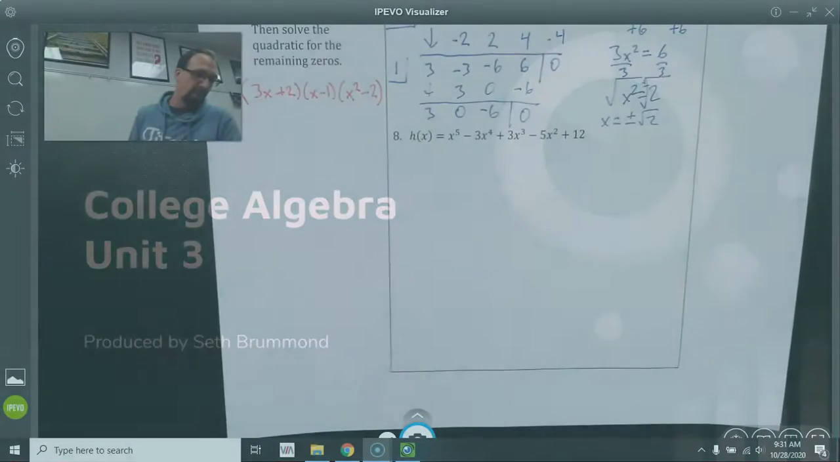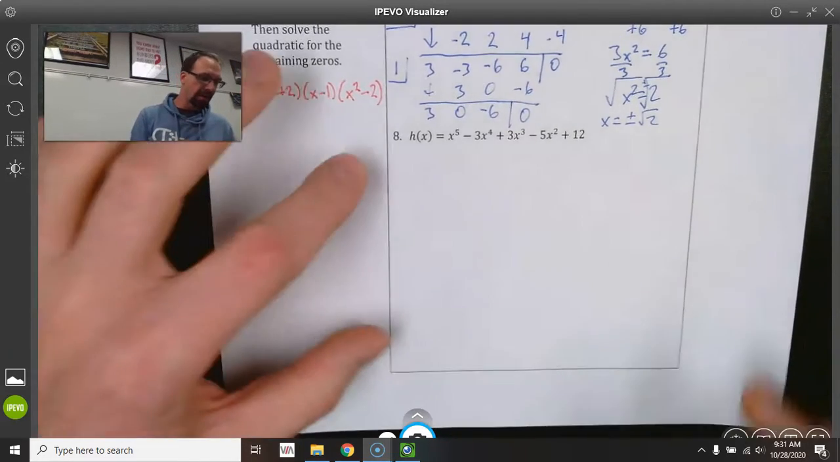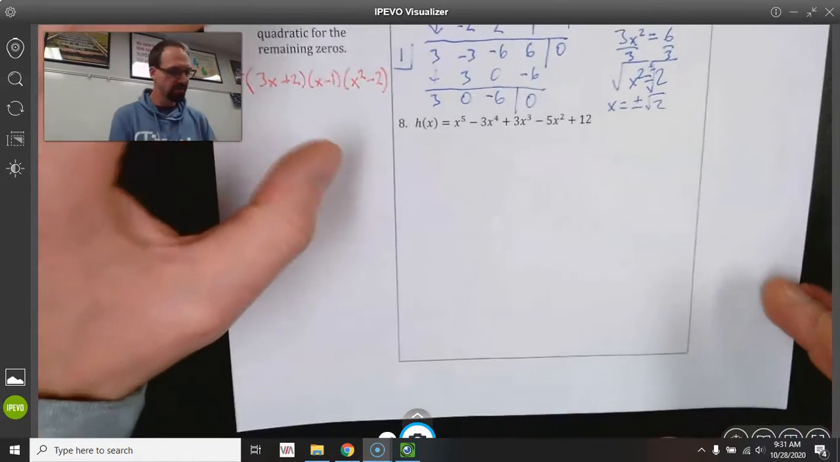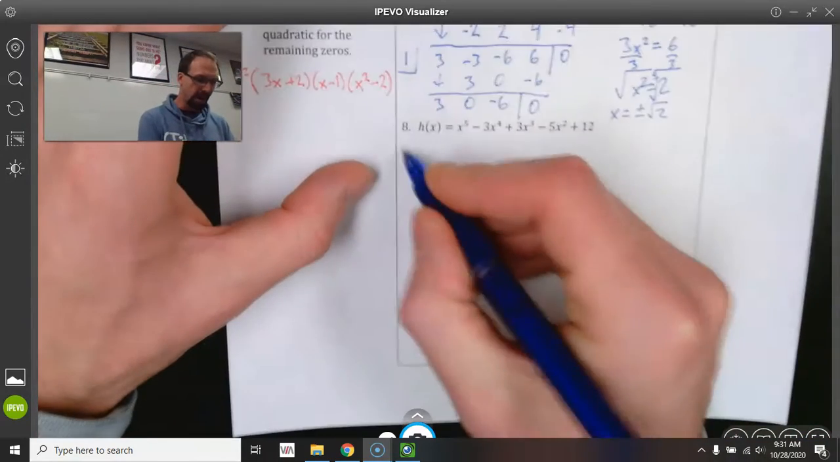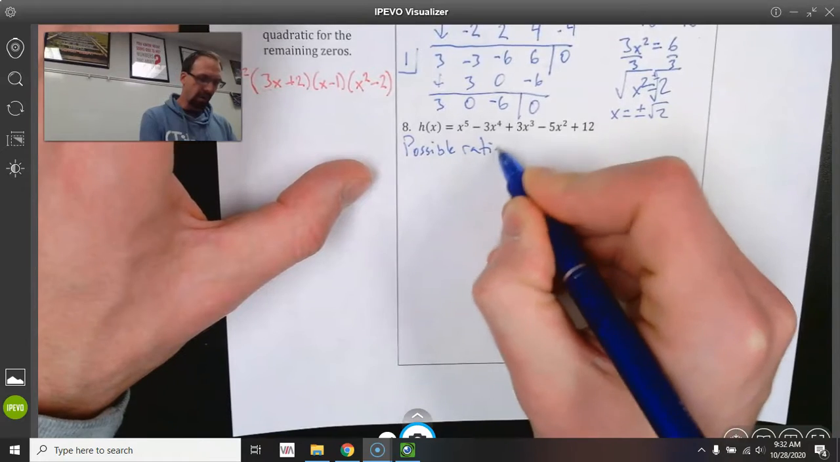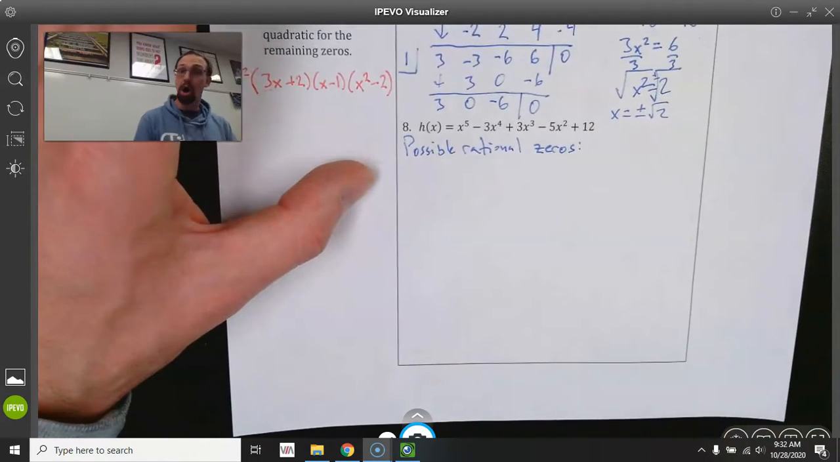This one we've been using the rational zeros theorem to essentially factor out a polynomial completely. This example for number 8, I ran out of time in the last video, so I really wanted to not feel rushed. So again, we're going to list all the possible rational zeros. Notice that we don't use all of the rational zeros and that they're just the possible ones. They're not all of them.